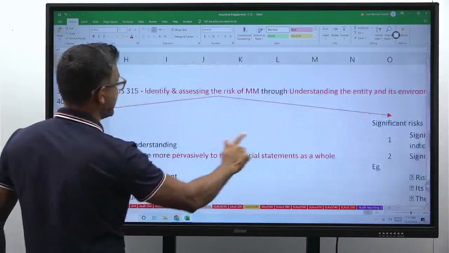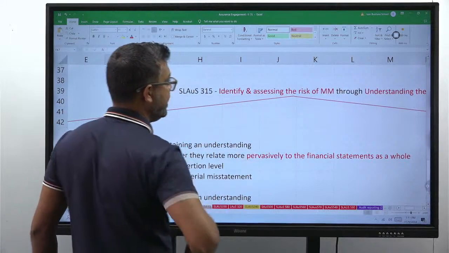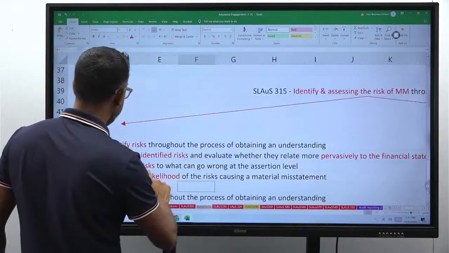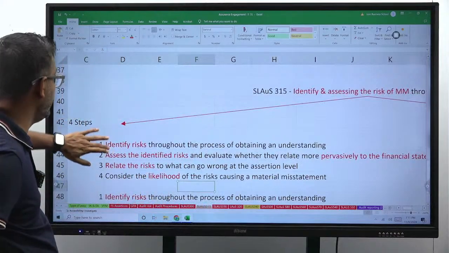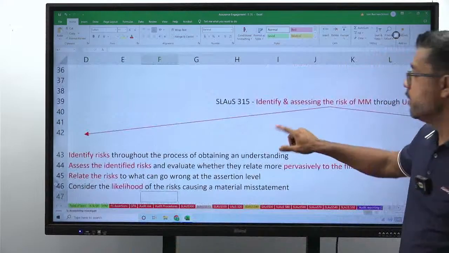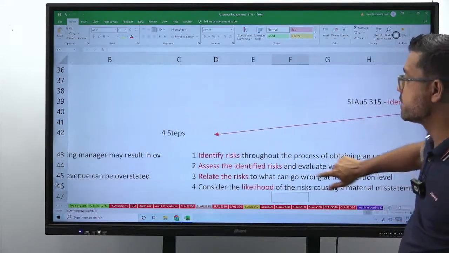So arrows coming from this. Identify and assess a risk of material misstatement. How do you identify and assess risk of material misstatement? There are four steps. When you identify and assess risk, there are 4 steps. I will explain you with an example.